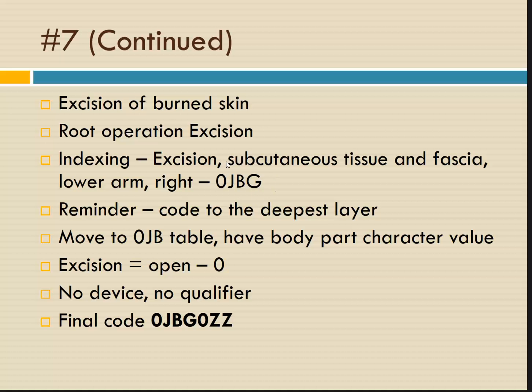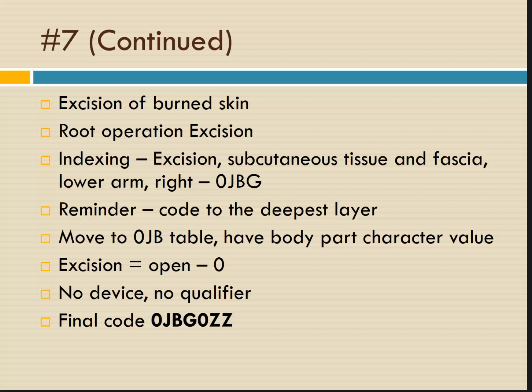Remember, you're coding to the deepest layer. You move to the 0JB table, you have your body part value. It says it was an excision, which is an open surgical approach, which is 0. No device, no qualifier. Your final code for the excision of the burned skin of this patient's right forearm at the subcutaneous level is 0JBG0ZZ.